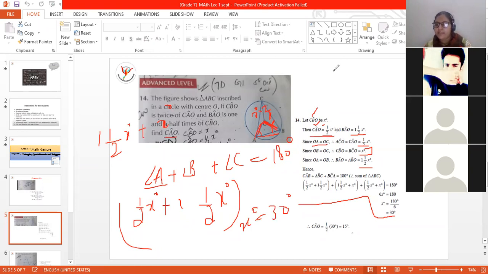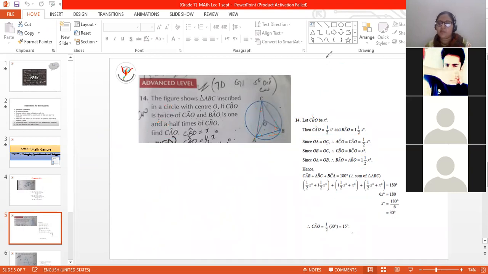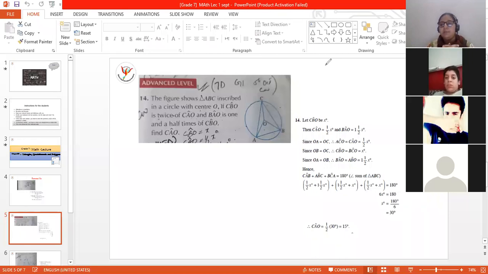It is half of x degree, which means that CAO is equal to 15. So this was question number 14, where you have assumed one angle, CBO, to be x degree, and the remaining parts you can solve with the help of the equation he has already given, that CAO is twice and BAO is 1.5 times CBO. Plus, the triangle is inscribed in a circle, which means that each and every side of the triangle is equal. That's why we are saying that each and every side is equal.